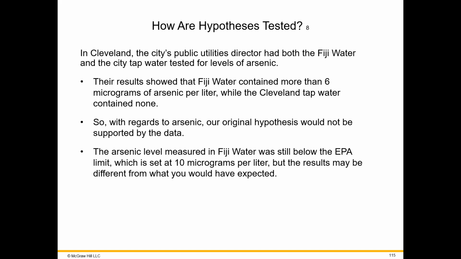So this actually did happen, right? The city's public utilities director had both the Fiji water and the city tap water tested for levels of arsenic. And what they found is that the Fiji water contained more than 6 micrograms of arsenic per liter, while the Cleveland tap water had none. Okay. So, with regards to arsenic, our original hypothesis would not be supported by the data. The arsenic level measured in Fiji water was still below the EPA limit, which is set at 10 micrograms per liter, but the results may be different from what we expected.